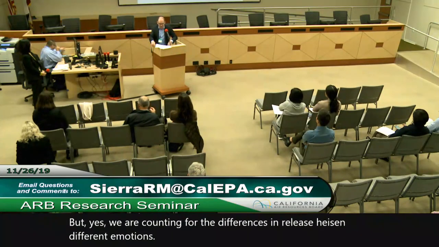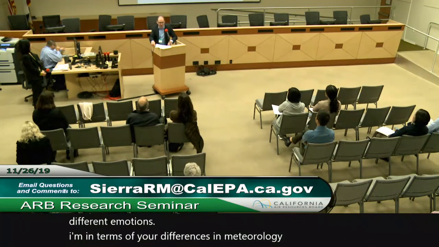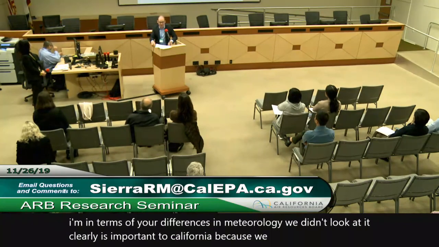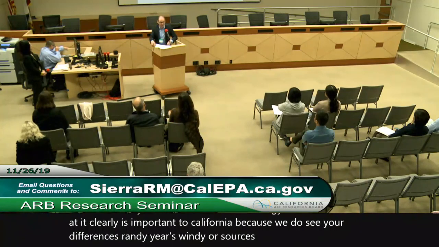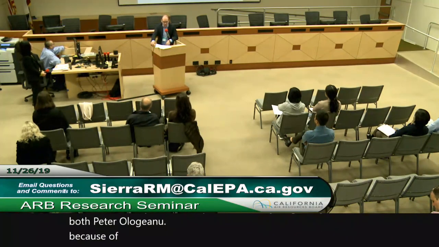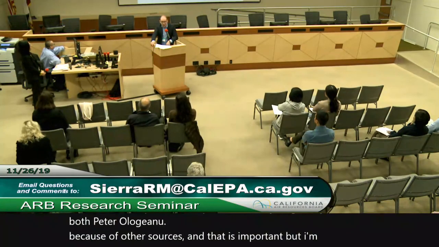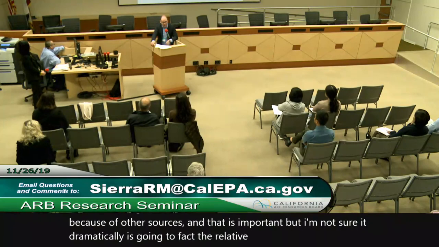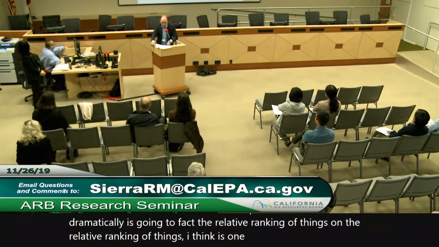In terms of year-to-year differences in meteorology, we didn't look at it. It clearly is important in California because we do see year-to-year differences, rainy years, windy years versus dry, stagnant years, in both meteorology and in air quality because of other sources. And that is important, but I'm not sure it dramatically is going to affect the relative ranking of things, and the relative ranking of things, I think, is one of the key take-homes from this.